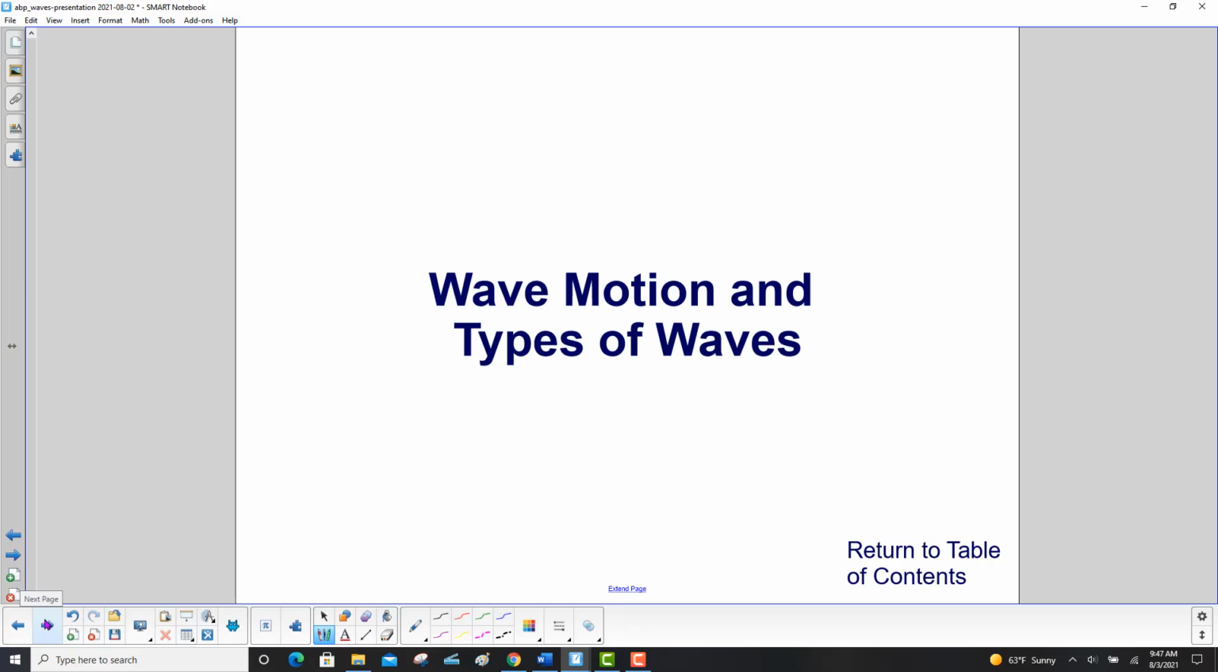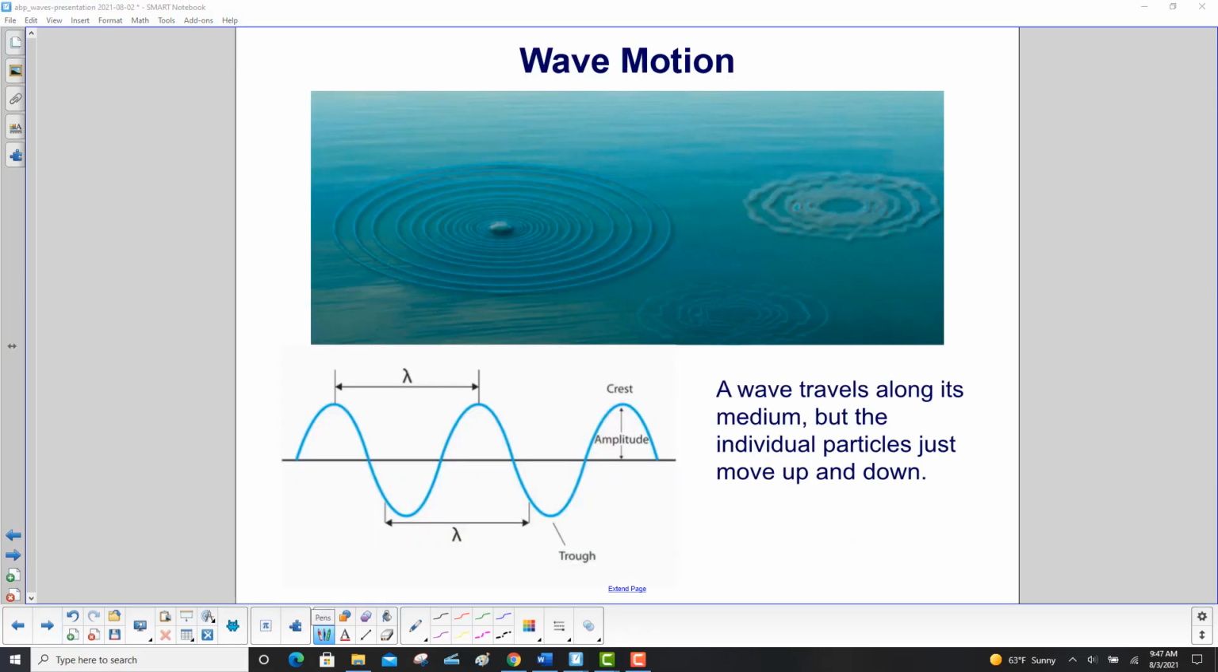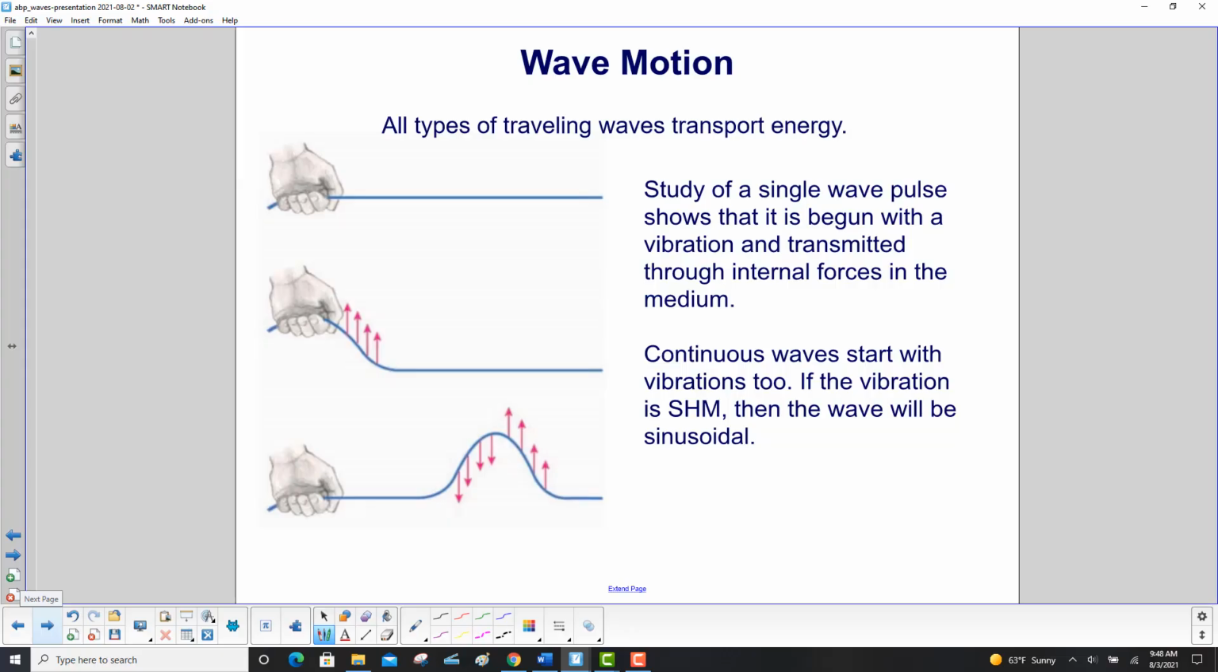Wave motion and types of waves. A wave travels along its medium, and here the medium is water. The wave travels along the medium, but the individual particles of the water just move up and down. All types of traveling waves transport energy.